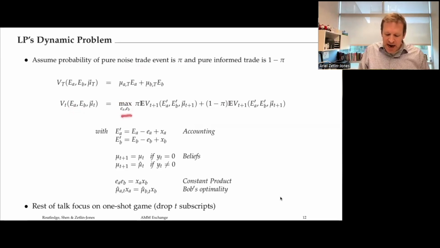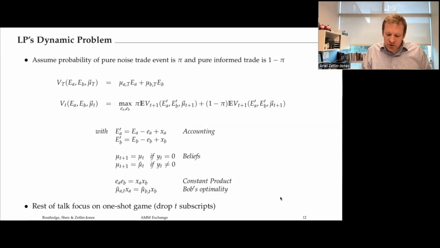Suppose you put EA and EB at stake. Well, if you put EA and EB at stake, where will you end up next period? You know you're going to end up on the constant product curve. There will be some realization of trade. You're going to end up at some terminal values, XA and XB. How are those going to be pinned down? It's going to depend on the beliefs of Bob. Bob is going to come and trade at the market along this constant product curve and push you to some new portfolio, XA and XB.